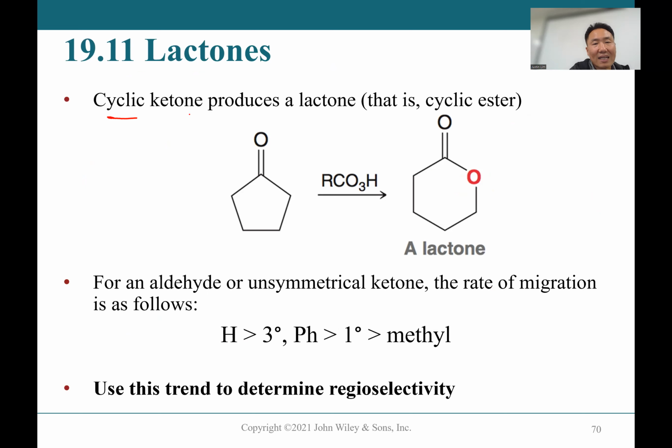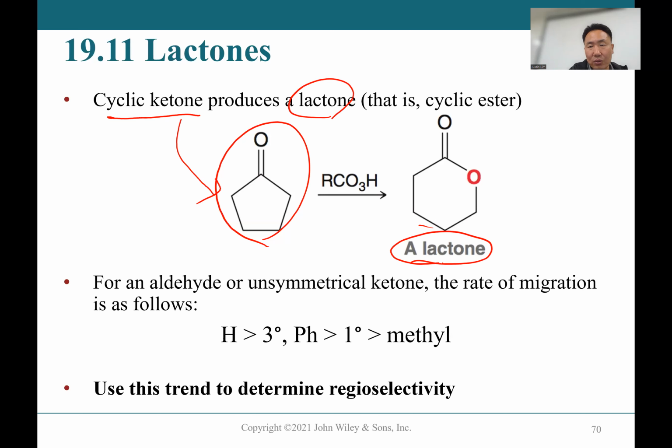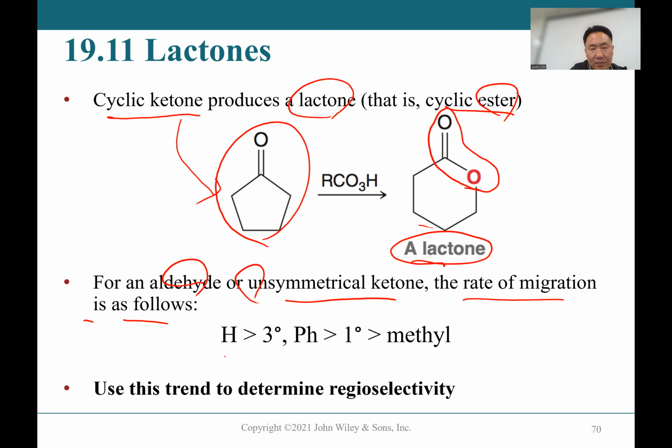Lactones. A cyclic ketone produces a lactone. This is a lactone. A lactone is a cyclic ester. For an aldehyde or unsymmetric ketone, the order of migration is as follows: hydrogen, tertiary, phenyl group, secondary, primary, and methyl. You have to use this trend to determine regioselectivity.